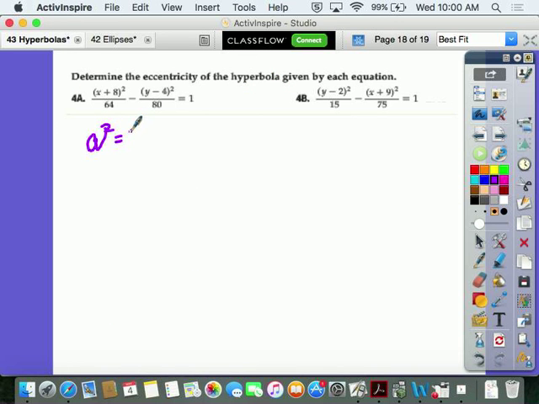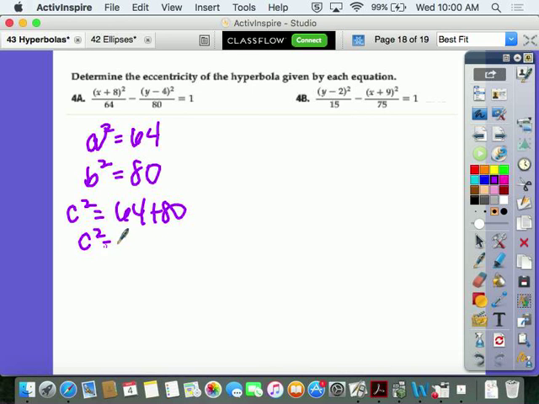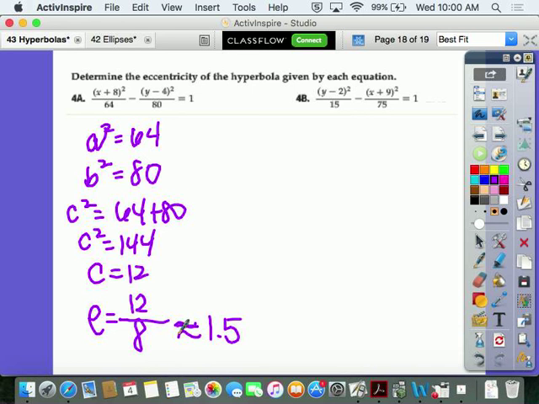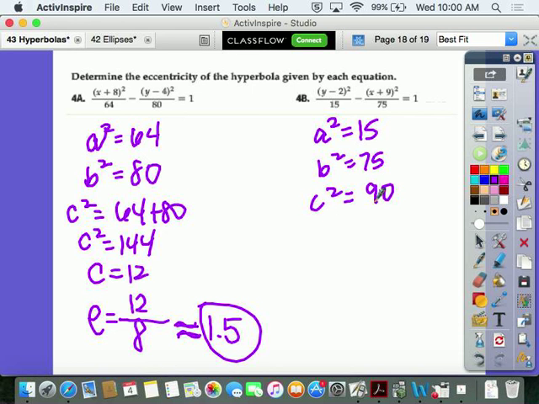a squared is 64. b squared is... So you needed to use that to find c squared, which was the sum between the 2. So c was... so your eccentricity was 12 over... what was it? And for the last one, a squared was 15, b squared was 75, c squared was the sum between the 2, which was 90.